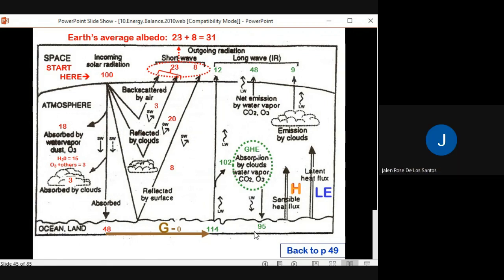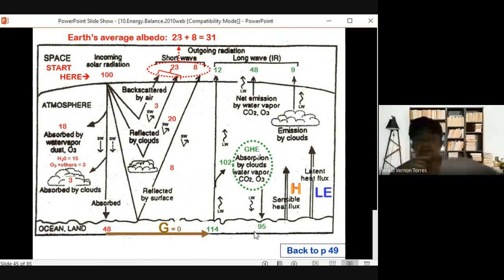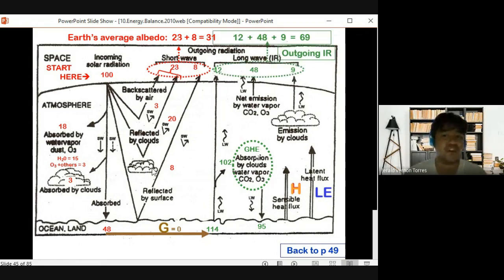Saan napunta yung 7? Kasi ito, long wave na to na produce ng clouds at atmosphere. So, technically, nagstay lang sa atmosphere yung 7 na yan. Hindi siya na ibalik dito. Ito naman, these are the long wave radiation na produce ng cloud at ng atmosphere mo. So technically, ito yung total amount of outgoing long wave radiation.